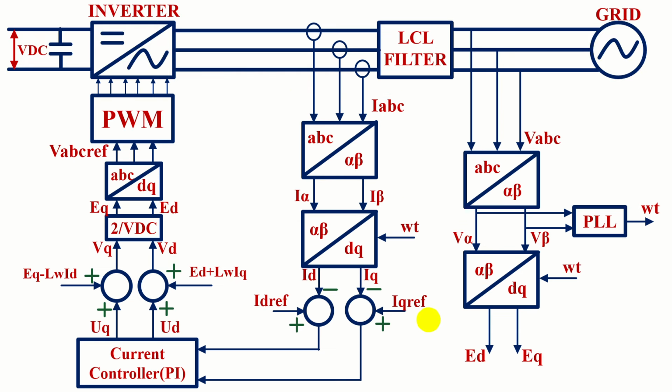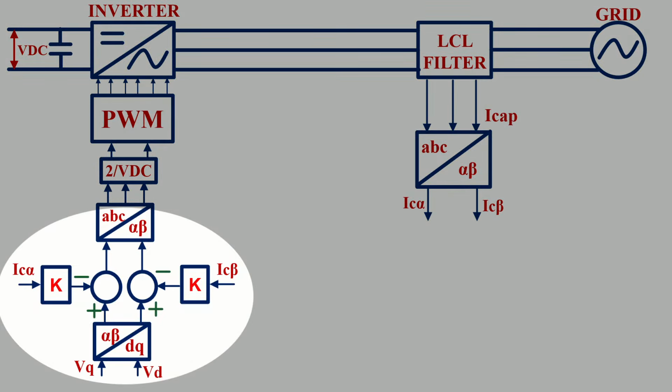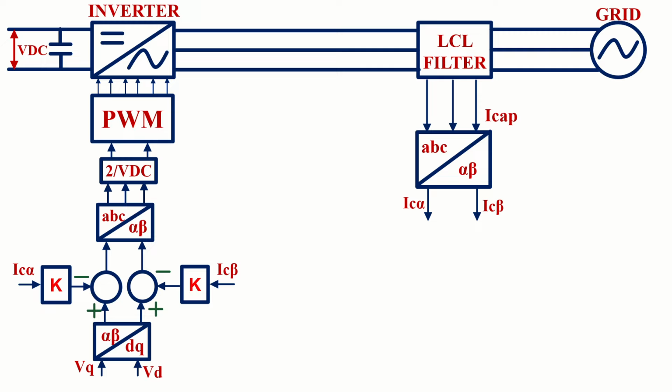All other voltage and current transformation blocks, as well as the current control loop, will remain the same, except for the block following these voltage signals, VD and VQ. The VD and VQ voltage signals are then transformed into alpha-beta voltages. From these alpha-beta voltages, the product of the gain and the capacitor alpha-beta currents is subtracted. This method is similar to connecting a resistor in series with the capacitor, but there's no physical need to connect the resistor in the system.